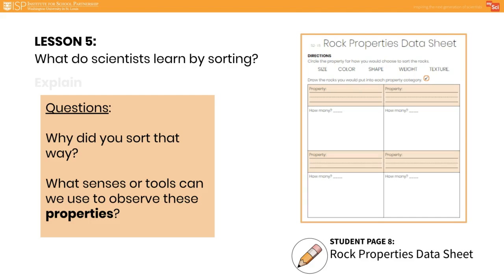If any group said that they sorted because a rock was pretty, you'll need to press them and ask, did everyone in the group think that that rock was pretty? We really want to get to observable properties that everyone can agree on, like the size, color, shape, weight, and texture of the rock. You will then guide students through the Rock Properties Datasheet handout.